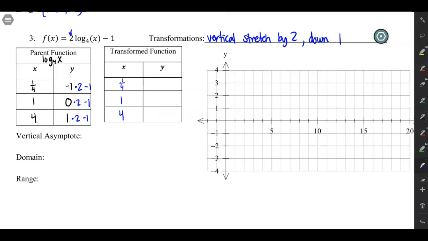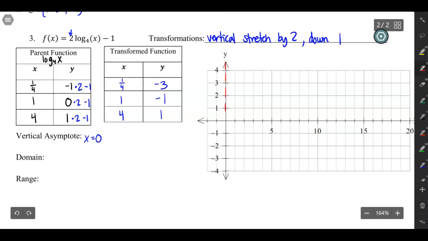So -1 times 2 is -2, -1 is -3. 0 times 2 is 0, -1 is -1. And then 1 times 2 is 2, -1 is 1. So we have that table made. Let's figure out what my vertical asymptote is. My vertical asymptote is dependent on the horizontal shift, so a shift left or right. Since I didn't shift left or right, my vertical asymptote is going to stay at x equals 0.